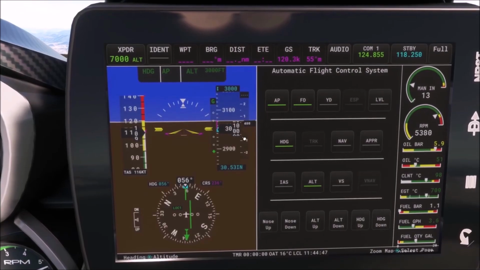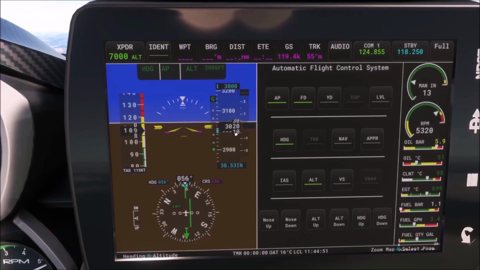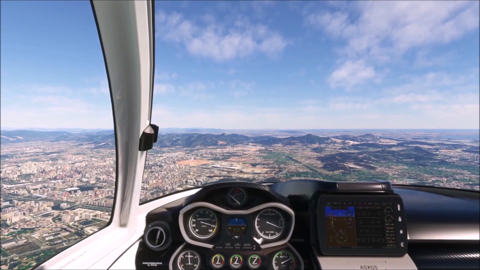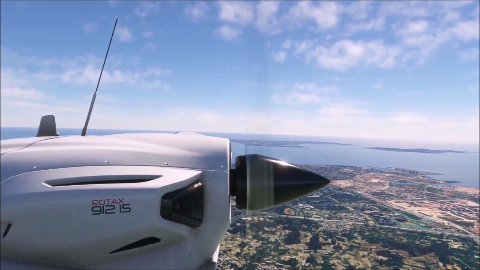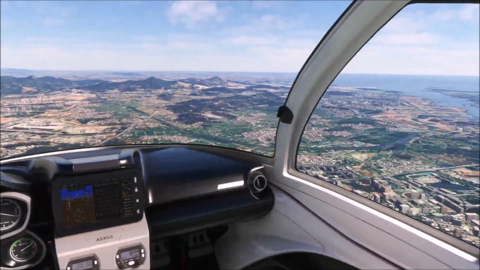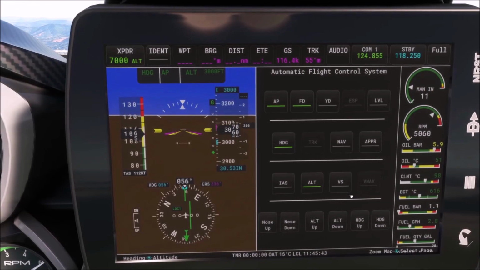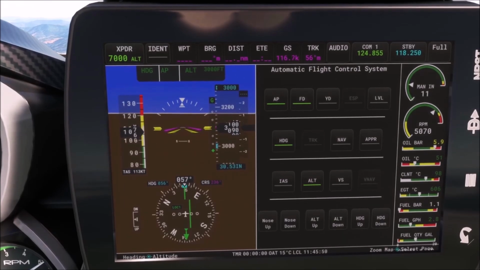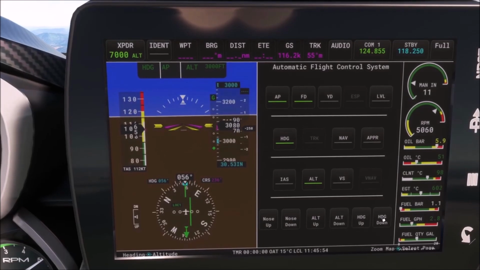And meanwhile, as you see, we stabilized at exactly 3,000 feet. Let us enjoy the scenery, though this is not our priority right now. A new wonderful camera for the Icon A5. So it is about time to turn 180 degrees. 23 is our runway, isn't it? 230. Okay.